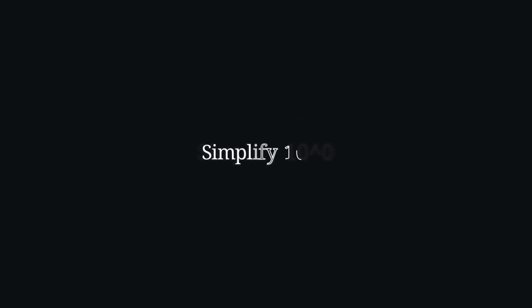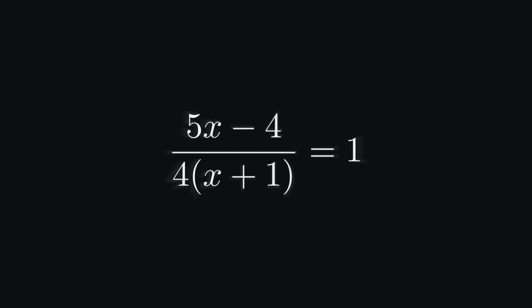Now, let's simplify 10 to the power of 0. We know that 10 to the power of 0 equals 1. So, we have the equation 5x minus 4 over 4 times x plus 1 equals 1.